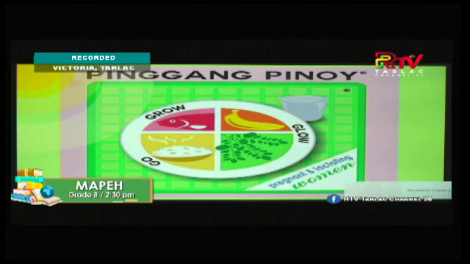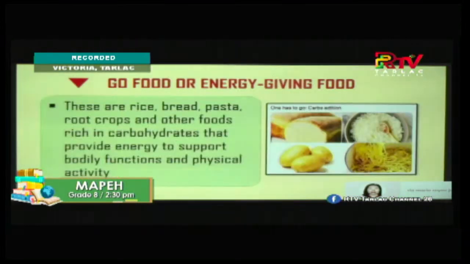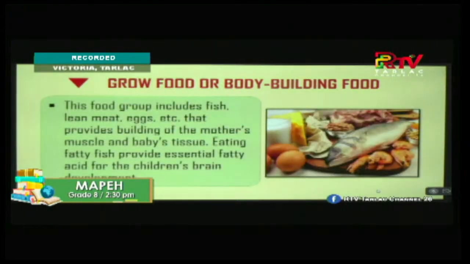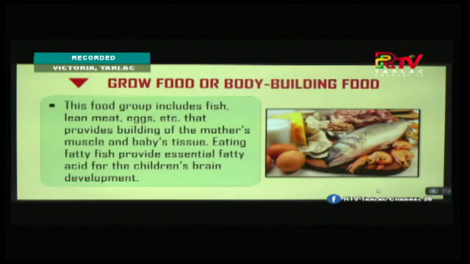Go Food or energy-giving food, these are rice, bread, pasta, root crops, and other food rich in carbohydrates that provide energy to support bodily functions and physical activity. Sa Grow Food naman or bodybuilding food, this food group includes fish, lean meat, eggs, that provides building of the mother's muscle and baby tissue. Eating fatty fish provide essential fatty acid for the children's brain development.